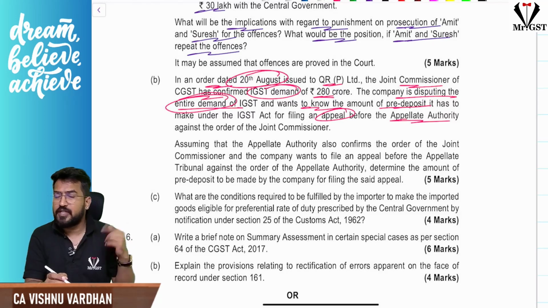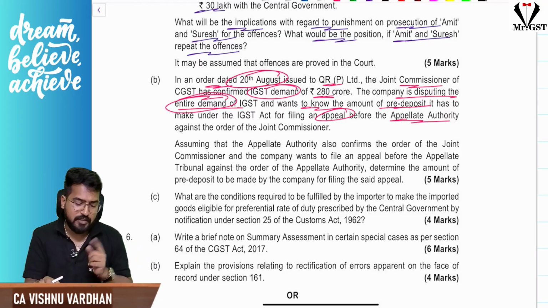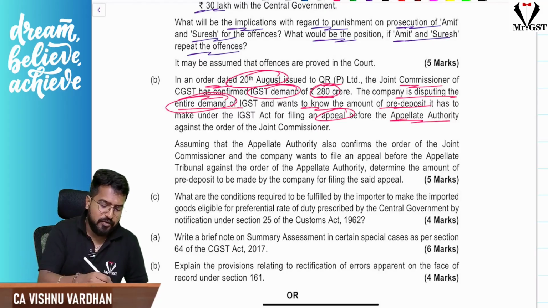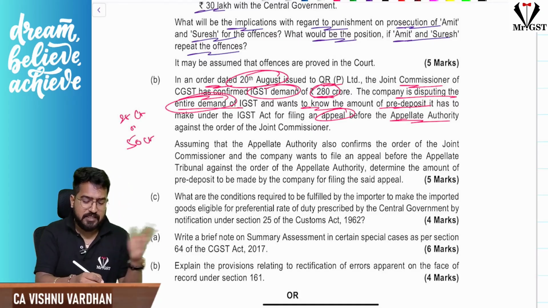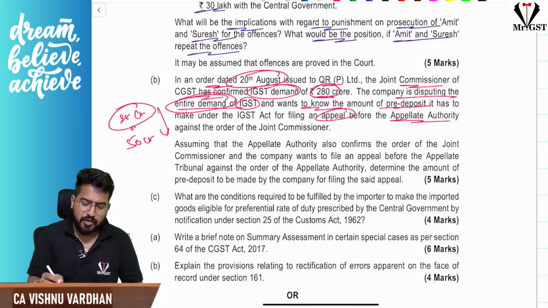Appeal before the appellate authority is 10%; appeal before the appellate tribunal is an extra 20% of the disputed tax. You know that. So the disputed tax is 280 crores. 10% is 28 crores or 50 crores, whichever is less. For CGST and SGST it is 25 plus 25, but here it is IGST, clearly 50 crores, whichever is less. So 28 crores you have to deposit.